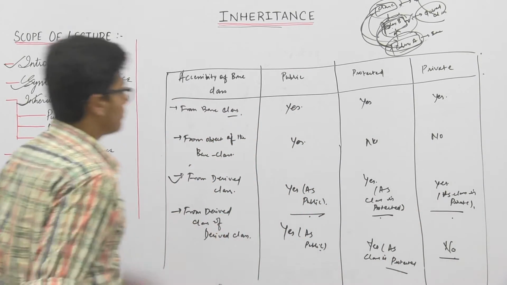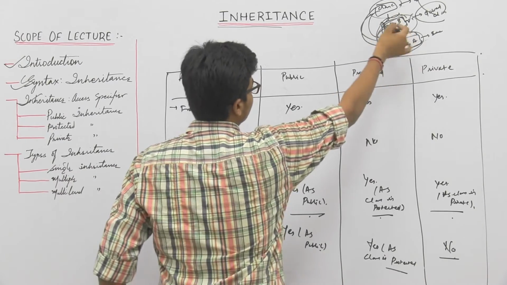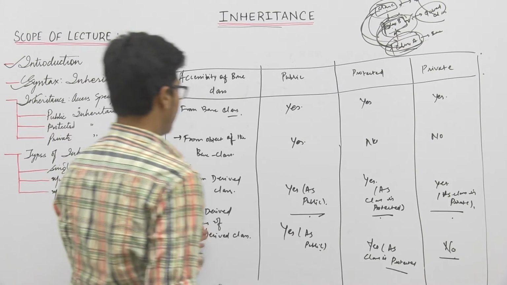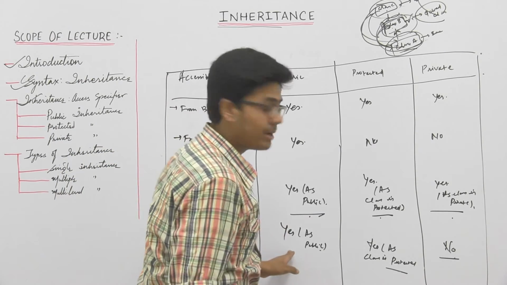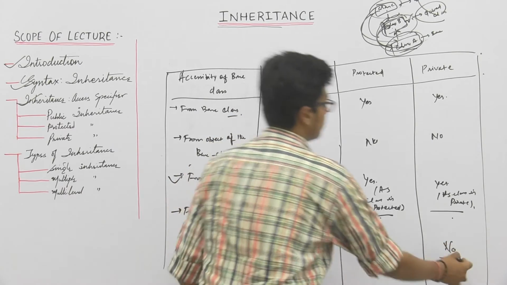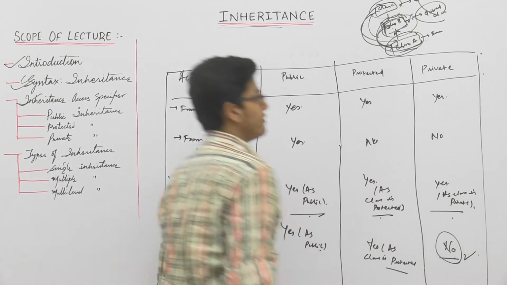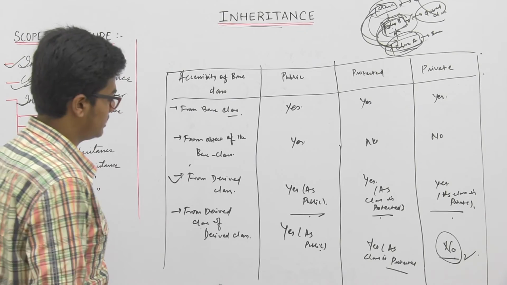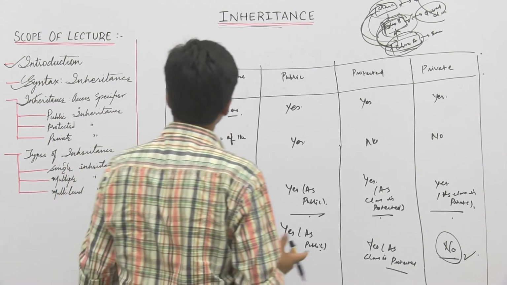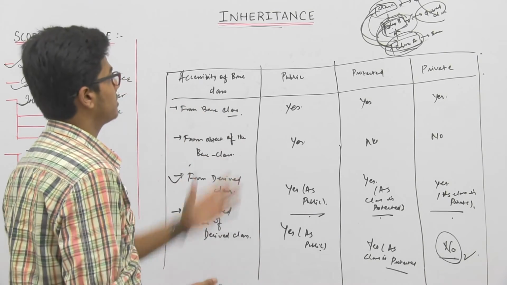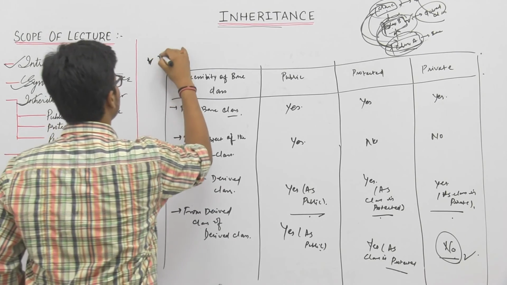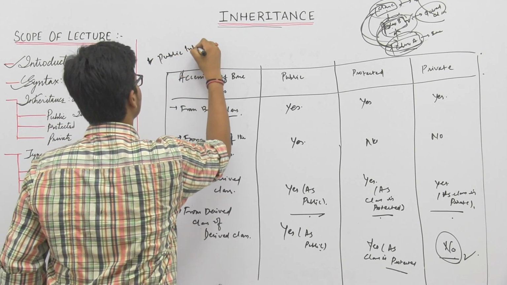From the derived class of a derived class, here you see the example of one base class and two derived classes. From the derived class of a derived class, yes, it is possible if public. In protected mode, yes, it is also possible, but it will not be possible in the case of private mode. So this is the accessibility of the base class and the table of how to access in public inheritance.